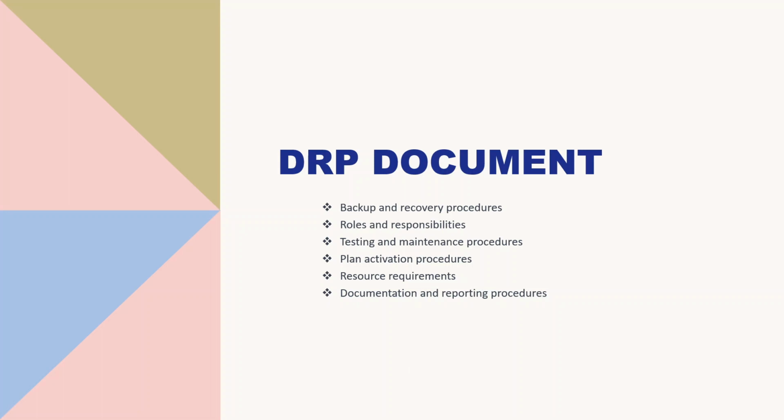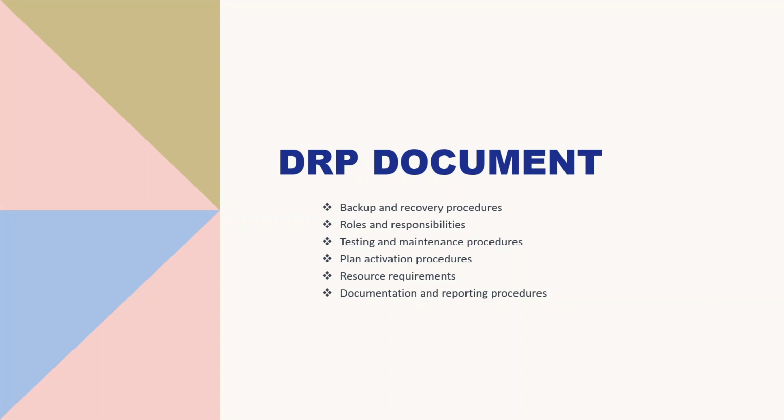So this section should provide an overview of the DRP and define its scope, including the type of disaster or disruption that plan covers. Emergency response and evacuation procedures. This section should outline the steps that should be taken in the event of a disaster, including procedures for emergency response and evacuation.